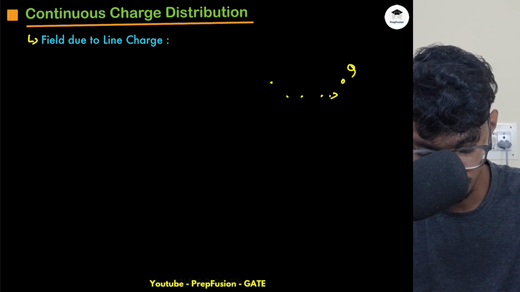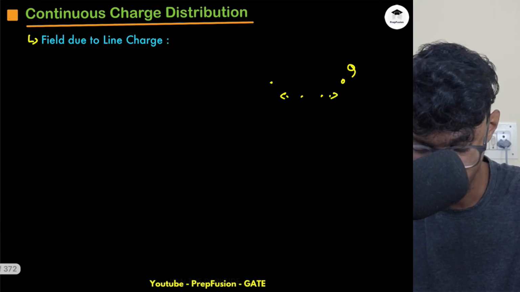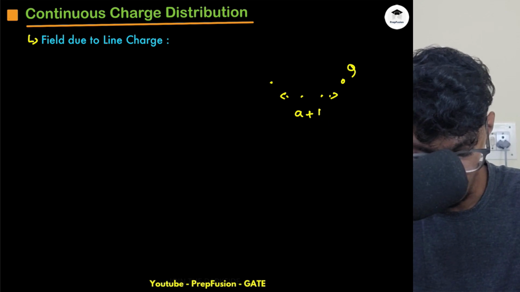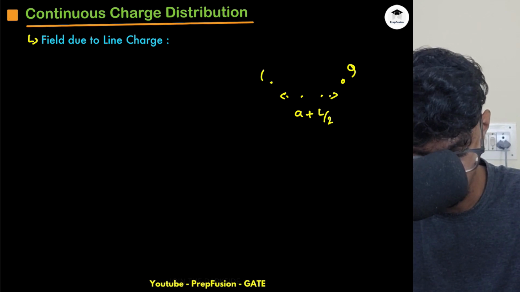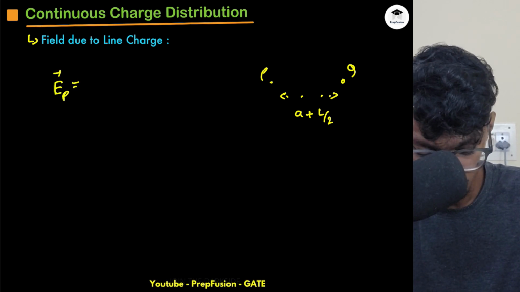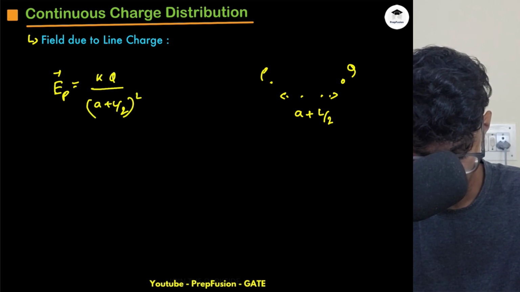What is the distance from this center of mass? This distance is half, right? L by 2, and this distance is A. So overall this distance will be A plus L by 2. And the electric field due to a point charge, we already know. E at P will be simply, in the minus x cap direction, as this is positive, K Q by (A plus L by 2) whole square, minus x cap.